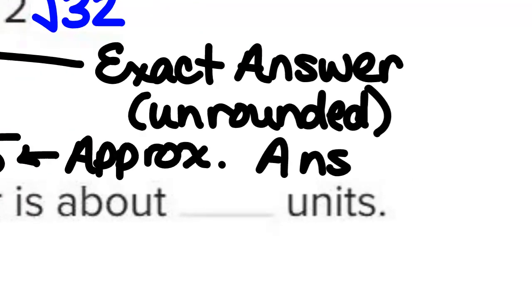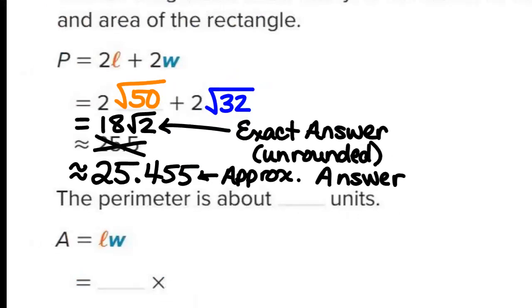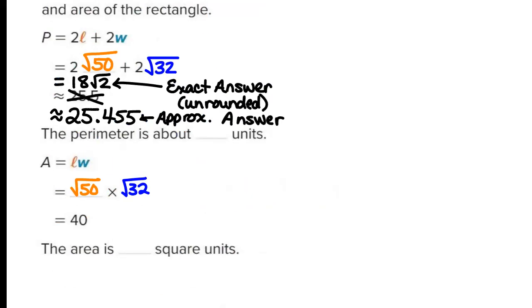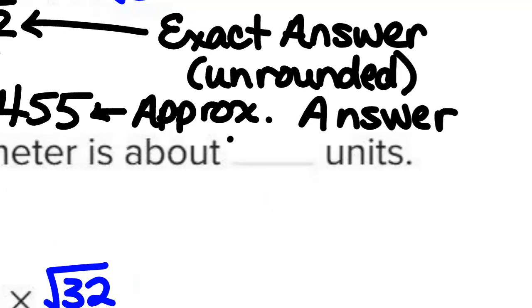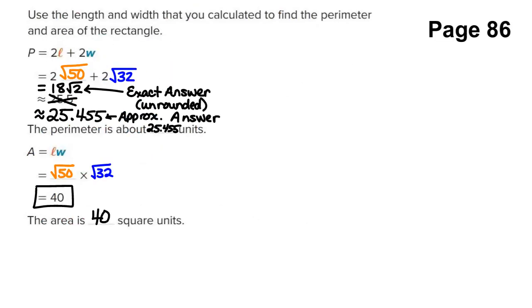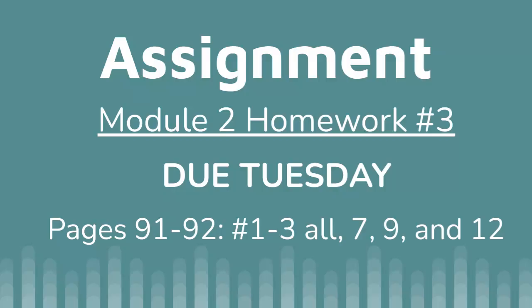All right, we're just going to do some multiplication and then we're done. I want you to multiply the square root of 50 with the square root of 32, and then we're done. What is the square root of 50 times the square root of 32? 40. That one came out exact. This is why we do not round until we get to our final answers. If you rounded earlier in the problem, you would not get that exact answer that's nice and pretty and an exact 40.